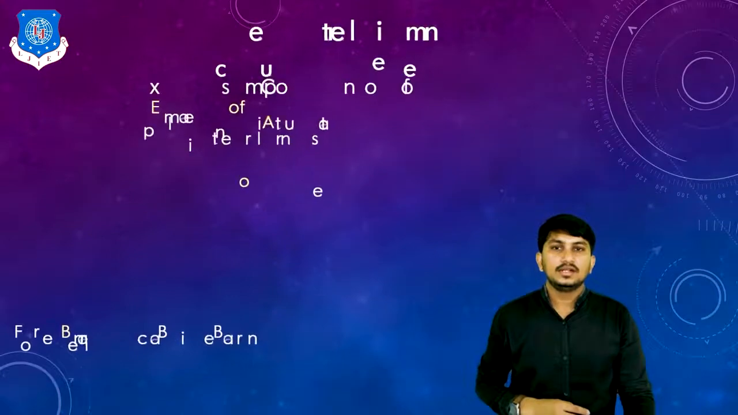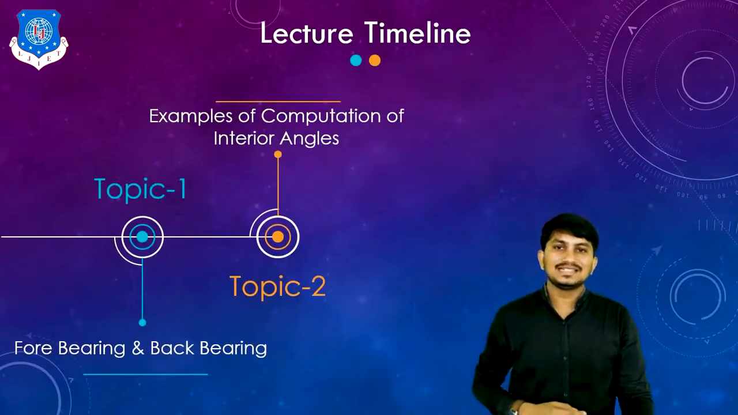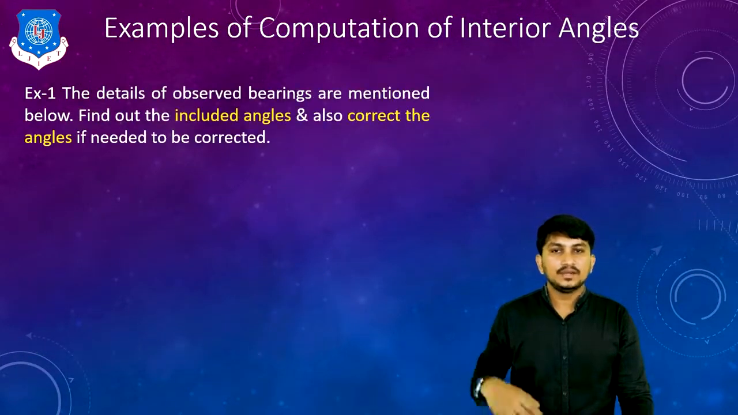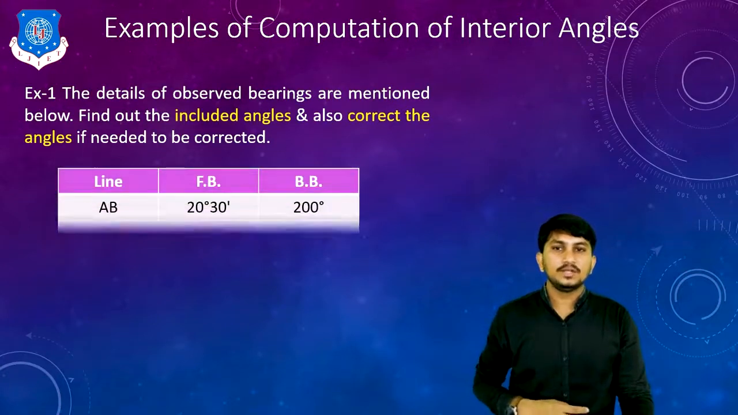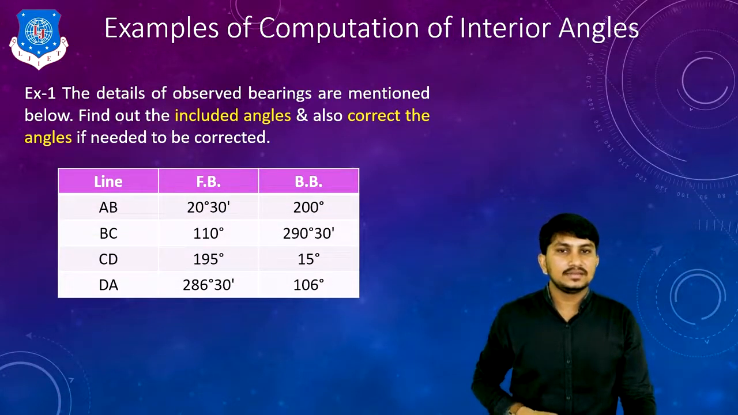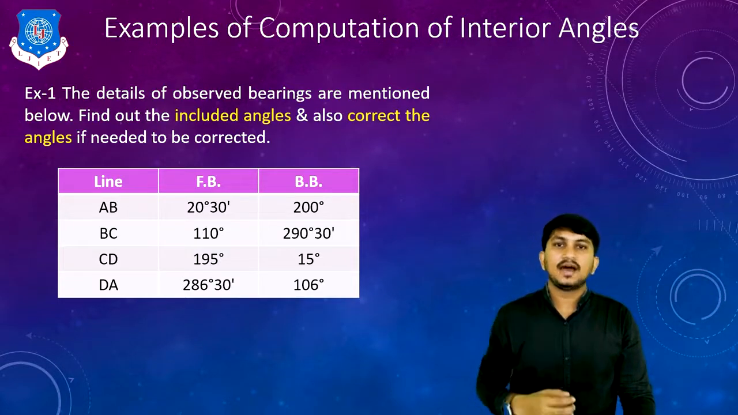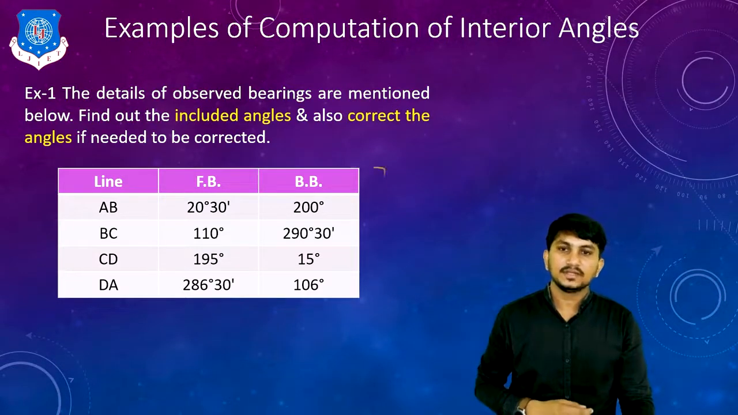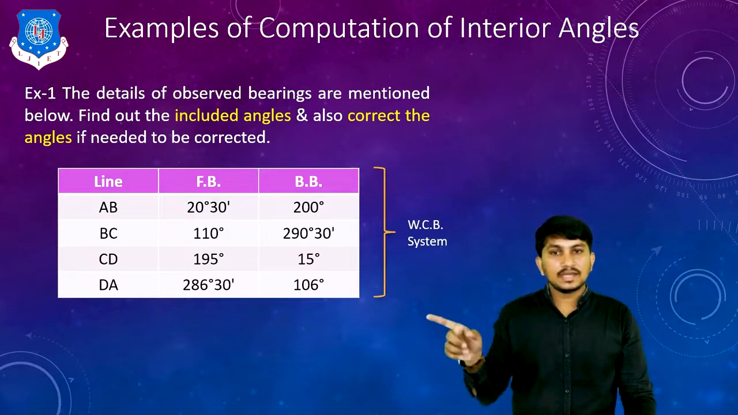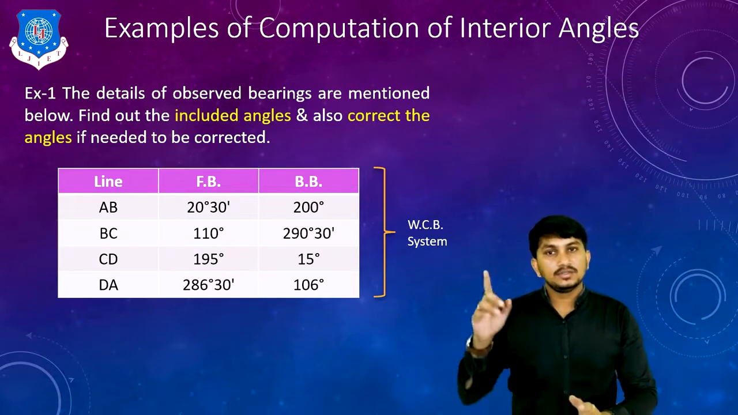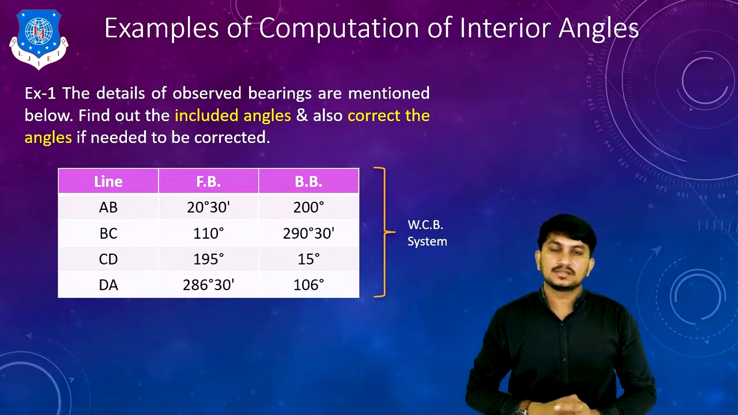Now, let's see the second topic of today's lecture, which is the examples of computation of interior angles. We will see the first example. The details of observed bearings are mentioned below. Find out the included angles. Included angles means interior angles, and also correct the angles if they need to be corrected. We have to check after finding the interior angles. The values of this FB reading are from 0 degree to 360 degree without any quadrants, so these are the values of the WCB system.